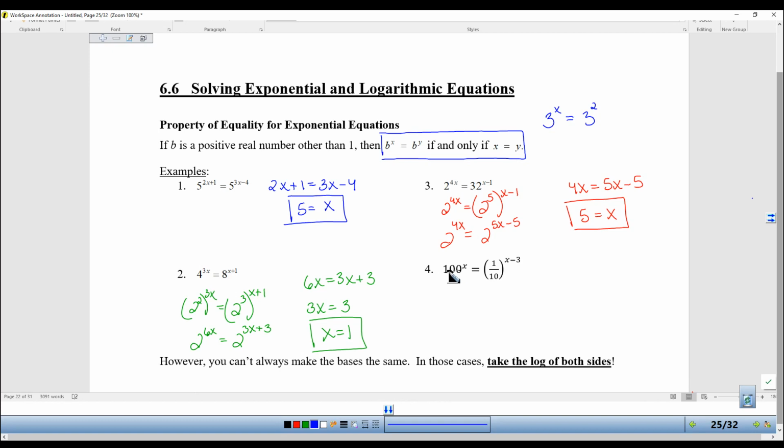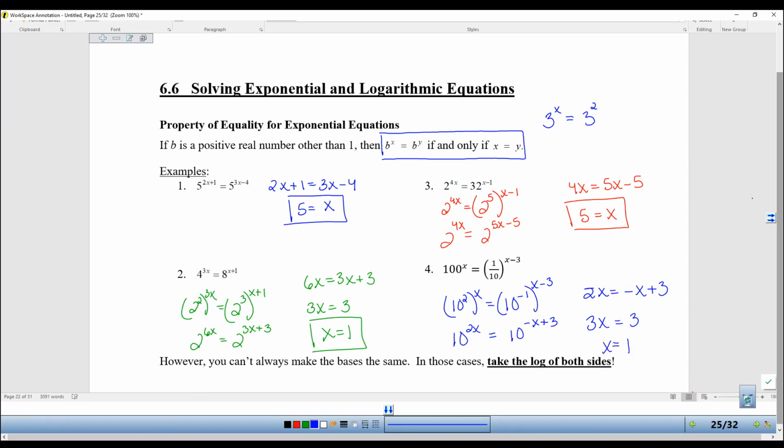And the last one, 100 is equal to 10 squared. And this I can change to 10 to the negative 1. That's how I'm going to give them like bases of 10. Again, a power to a power gets multiplied. And on this side, when you do it, don't forget to distribute. That's going to be negative x plus 3. So now I'm going to have positive 2x is equal to negative x plus 3. I add x to both sides, and that gives me x is equal to 1.